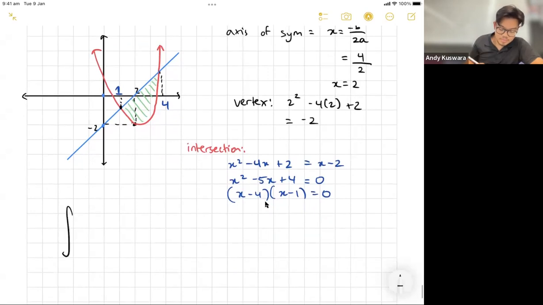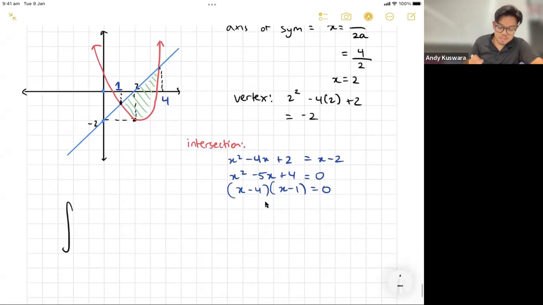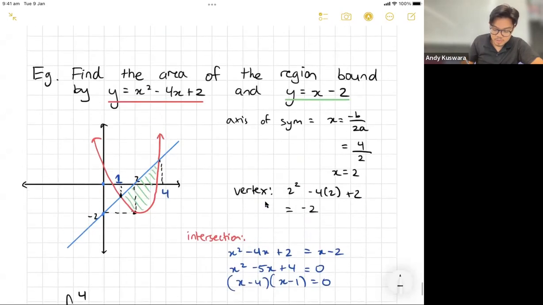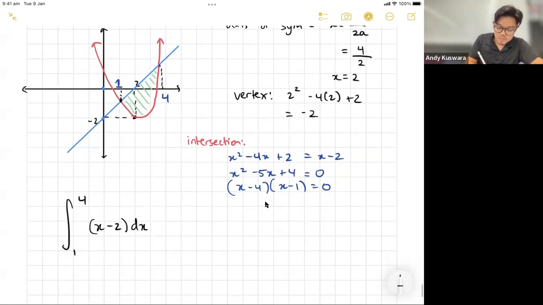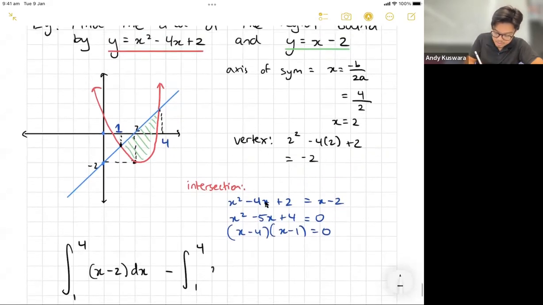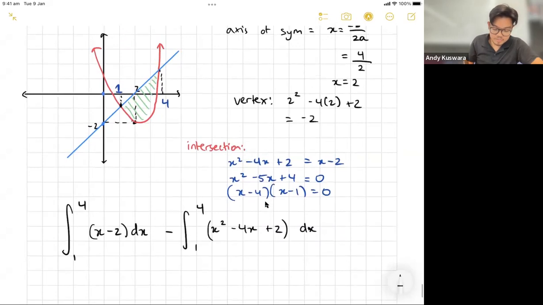So I'm going to take a couple shortcuts here. I know that I'm integrating between 1 and 4. What I'm looking at here is the function that's on top that's going to give me the majority of the area, that straight line, which we found out was x minus 2. That's what we sketched. Now we're going to minus the integration between 1 and 4 of the function beneath. In that case, it's going to be the parabola, x squared minus 4x plus 2 dx. So that there becomes our integration.